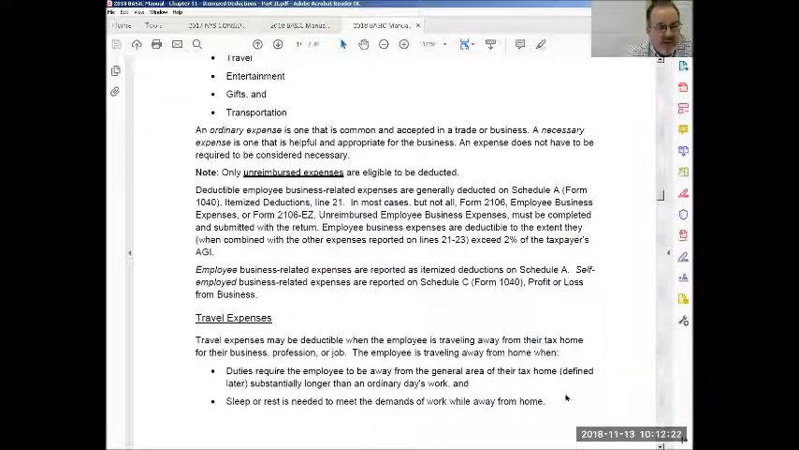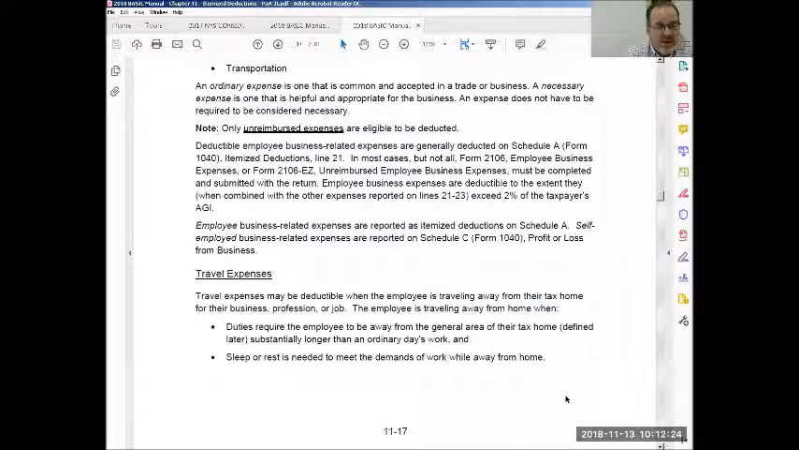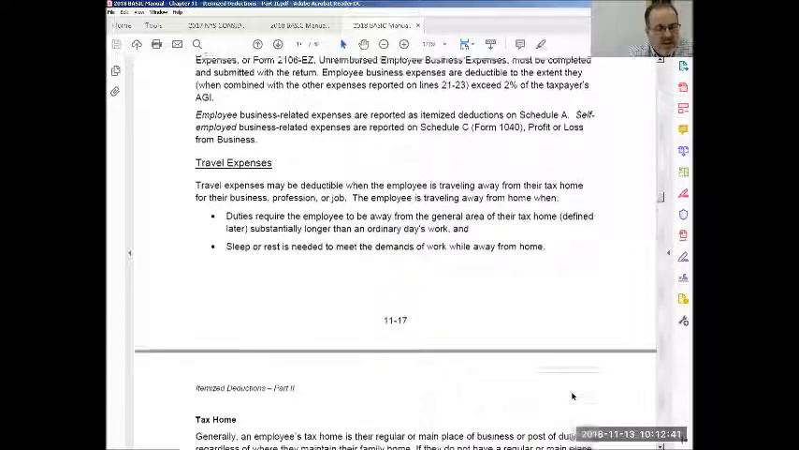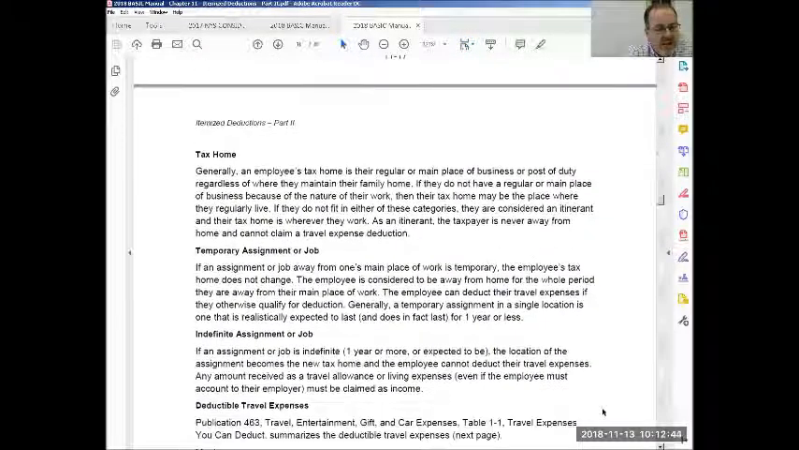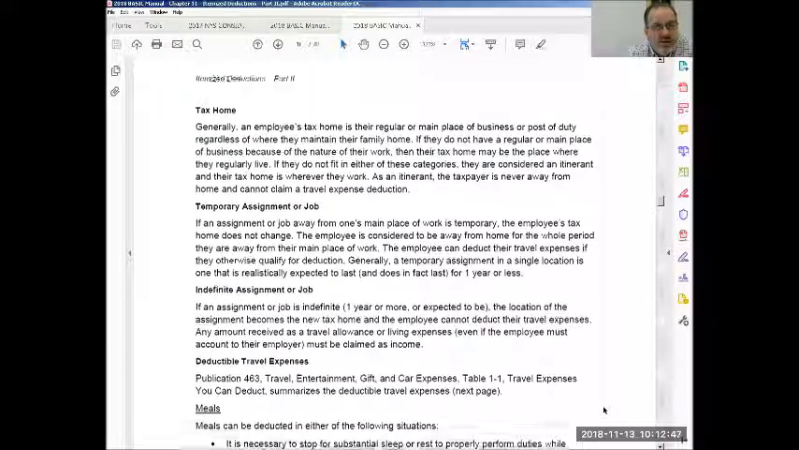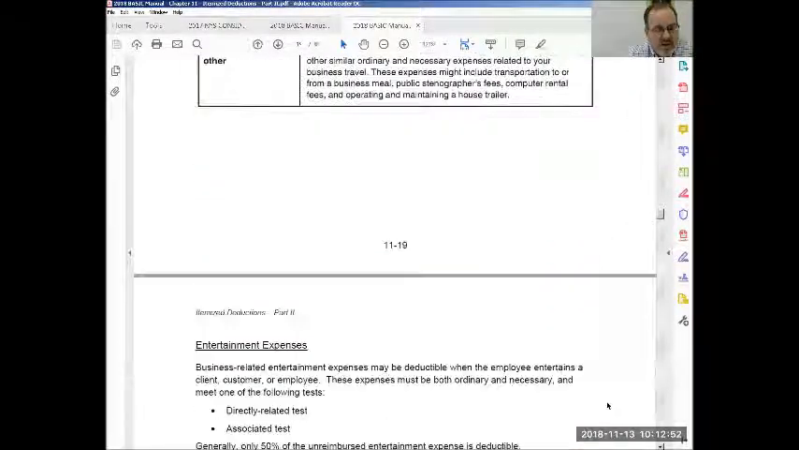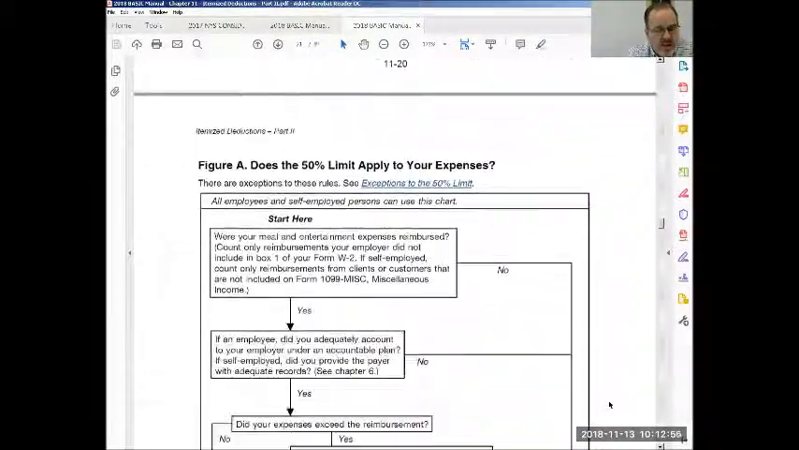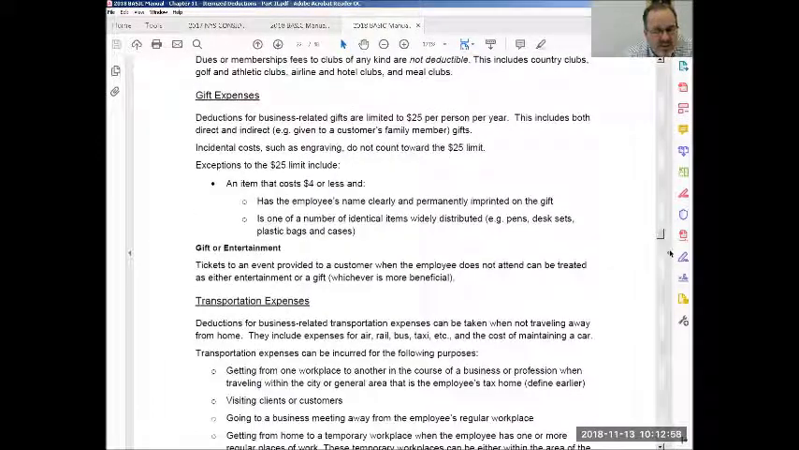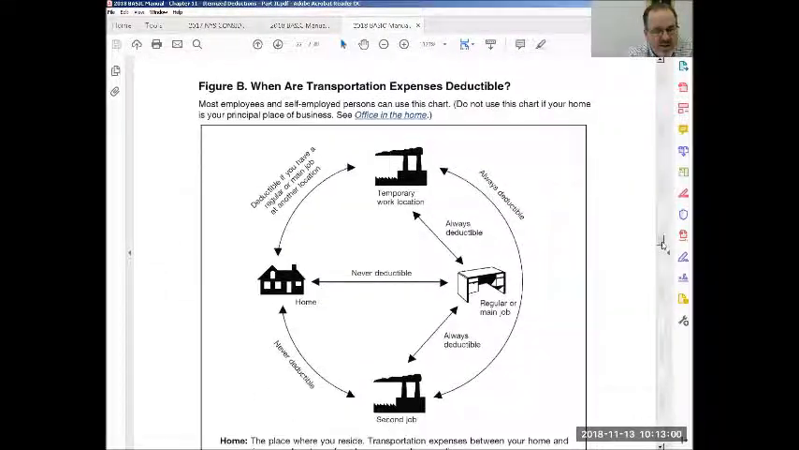All right, travel expenses. Travel expenses may be deductible when the employee is traveling away from their tax home for business, profession, or job. As it says here, the employee is traveling away from home when the duties require the employee to be away from the general area of their tax home longer than ordinary work days, and to sleep or rest. Does everybody understand how the tax home works? It is a little confusing. The best way, especially when you get two jobs, is this little guy right here.